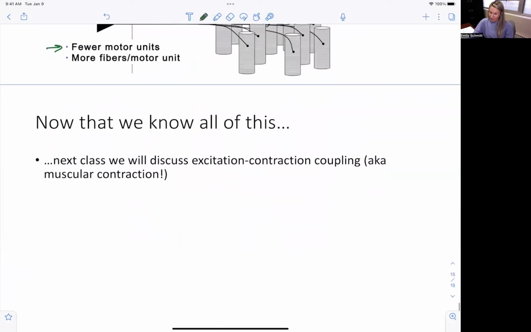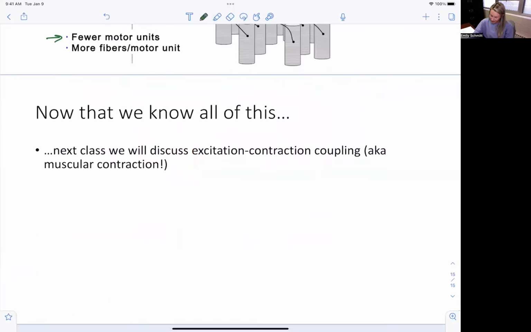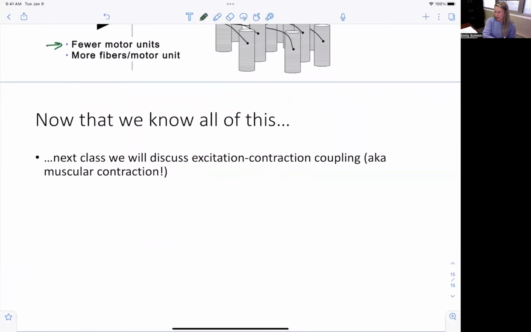So now that we know all of this, we are going to discuss our excitation and contraction coupling, muscular contraction, in our next lecture. So thank you. See you soon.